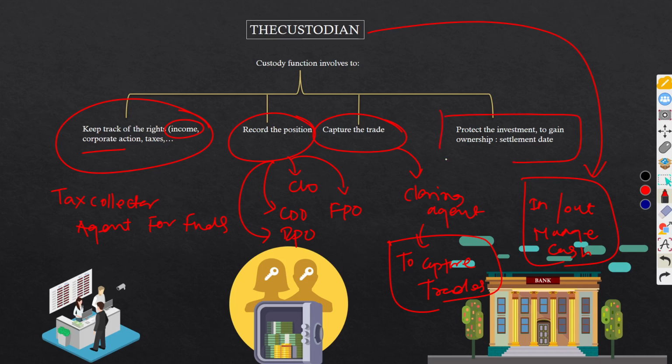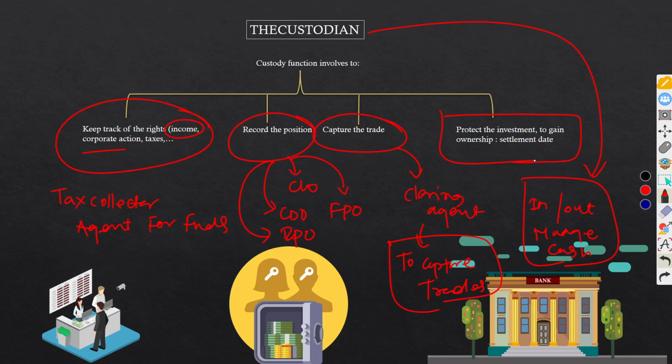Next one is protecting the investments to gain ownership. So on settlement, the security goes into your custodian account. It means the custodian takes control of your securities and holds them under custodial obligations. So you don't need to worry about the safety and security of your investment. And that's where global custodians, or the custodian's role, come into the picture to protect your investments.